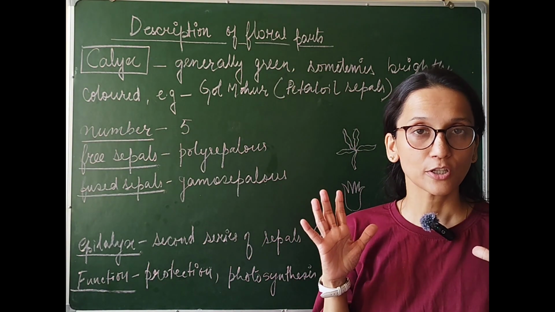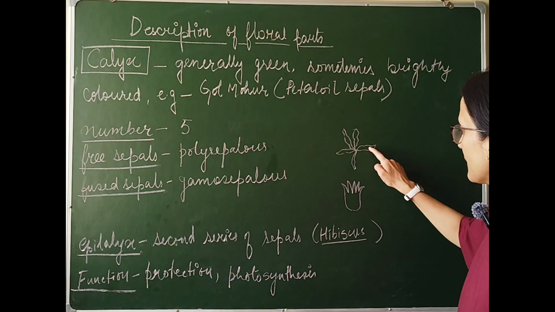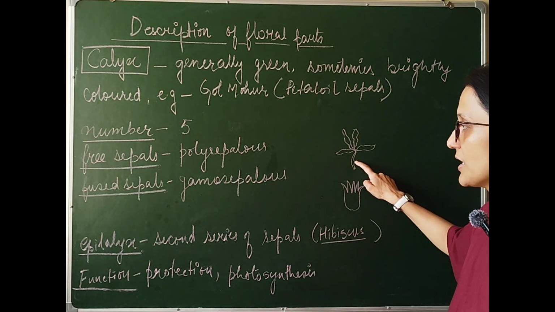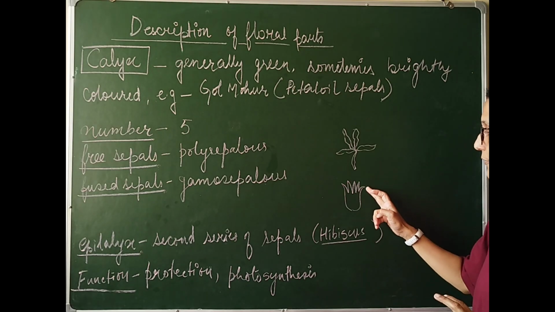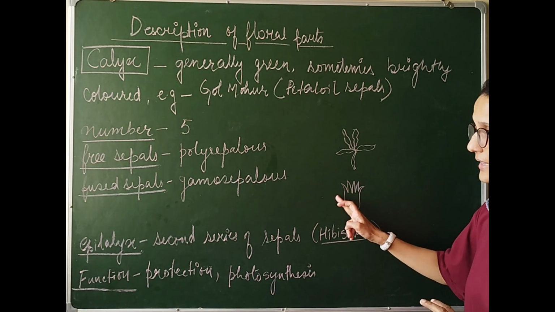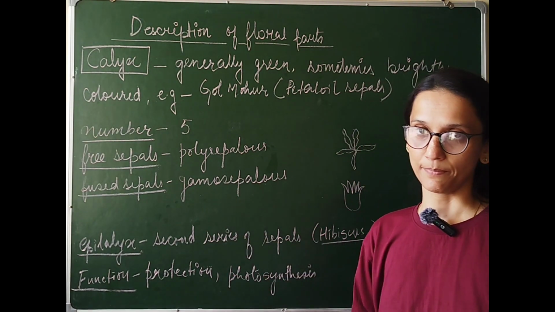These sepals can be absolutely free. There are 5 free sepals here. This condition is known as polysepalous, and there is another condition where they are fused into one structure. This condition is known as gamosepalous.